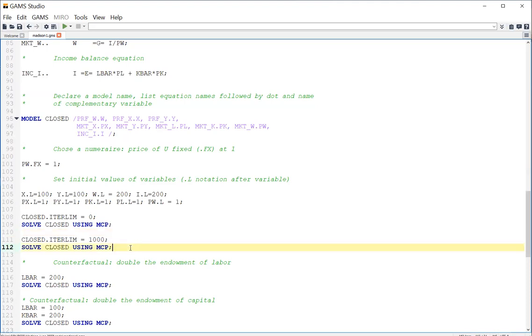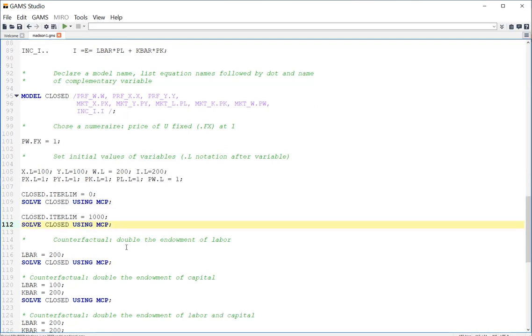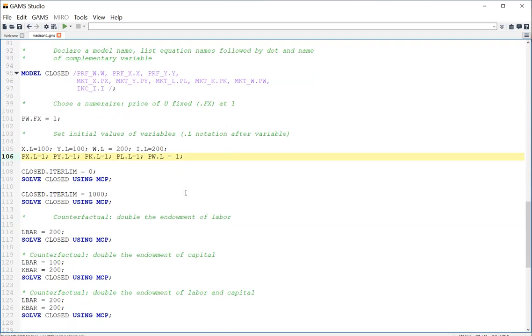So solve the model, ignore this interlim statement for now. Maybe we'll go into it sometime later. Solve the model, see that it replicates the data that you put in. These starting values are in fact the solution values, or that's what I think the solution values are. So solve the model and see that that's what you get back.